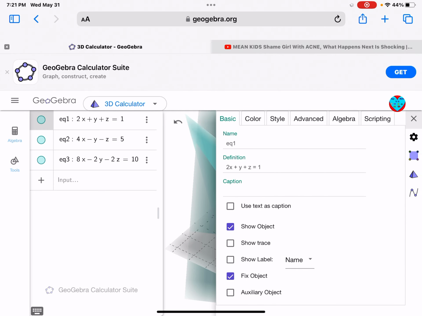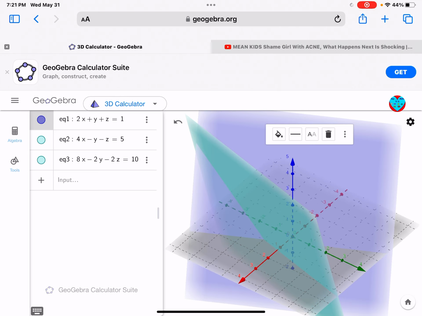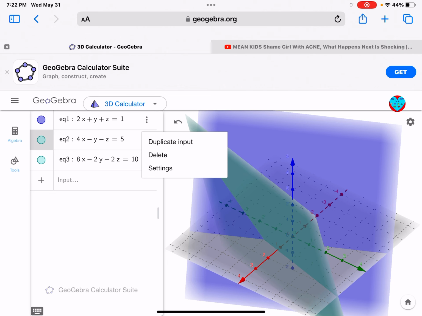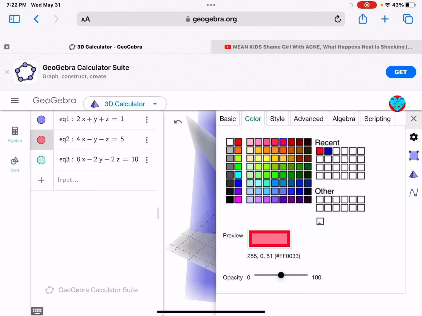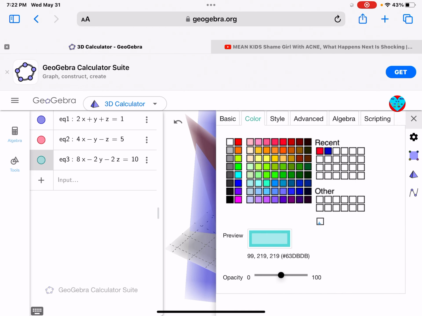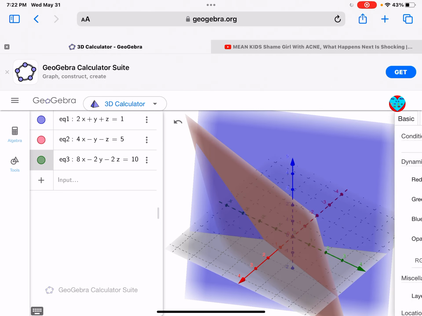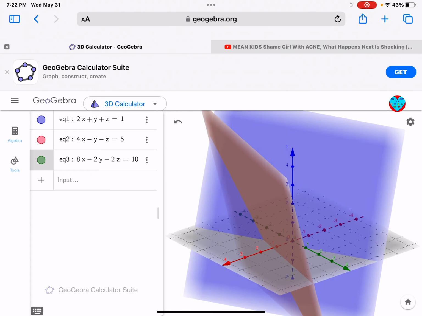Let's make this color a little bit more pronounced so we can see it better, so I'll make it darker blue. And then the second plane, I will change the color of it. Let's make it red. And for the last equation, we're going to make it green, darker green, so that we can see it better. Okay, so let's take a look at where the planes intersect.